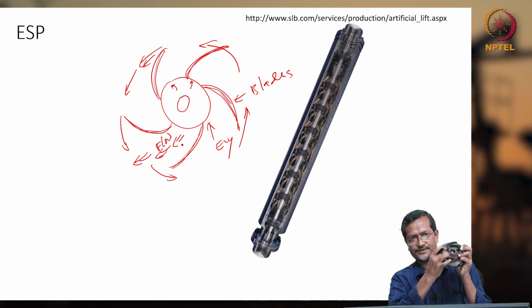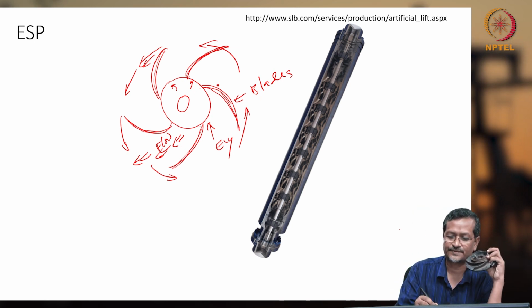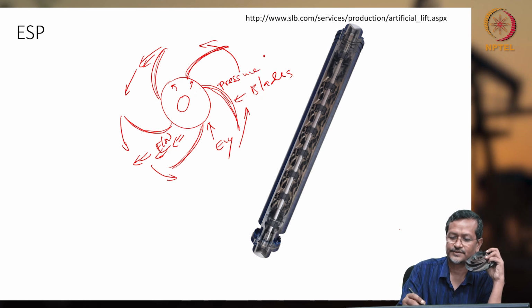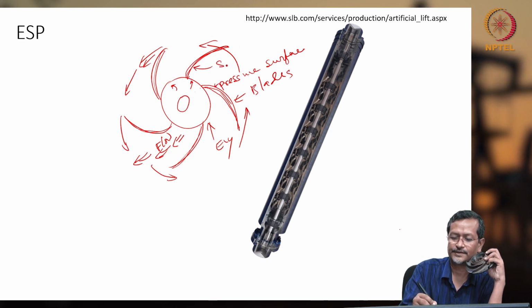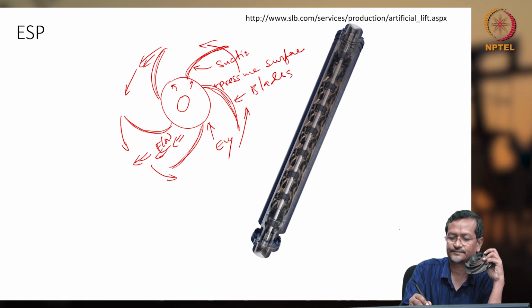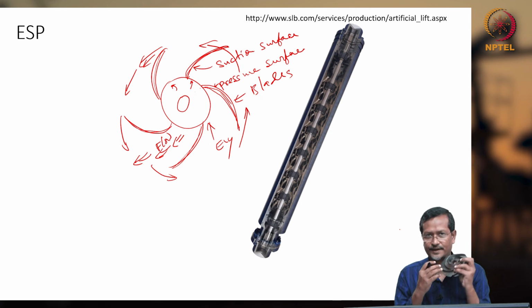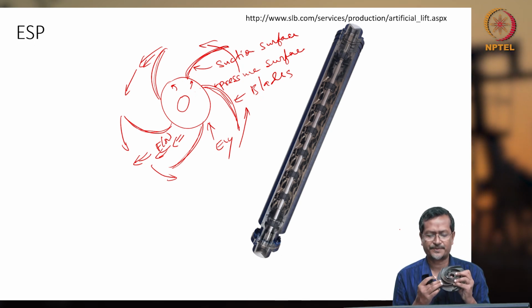and when it is moving, this surface of the blade will be the pressure surface, and this surface will be the suction surface. Sometimes people write suction side, sometimes they write pressure side. I say suction surface and pressure surface.